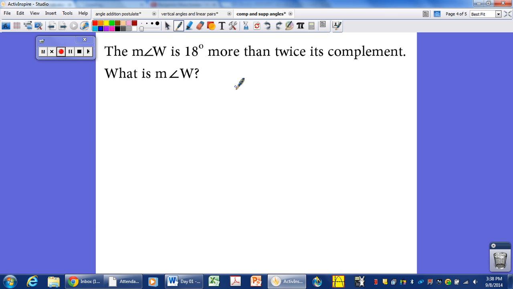Okay, and these ones are some of my favorite problems. The measure of angle W is 18 degrees more than twice its complement. So you have to remember, complement means add up to 90. So we're talking about two angles that add up to 90. One of them is angle W, and the other is his friend, the complement.